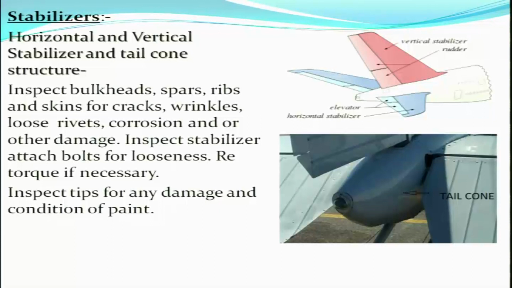So on the tail section, we are inspecting the bulkheads, the spars, the rivets, the ribs and skins for cracks, wrinkles, loose rivets, corrosion and or other damage. Inspect stabilizer attachment bolts for looseness. All the bolts which are attaching the horizontal stabilizer as well as the vertical stabilizer are to be inspected for looseness and retorqued if required.